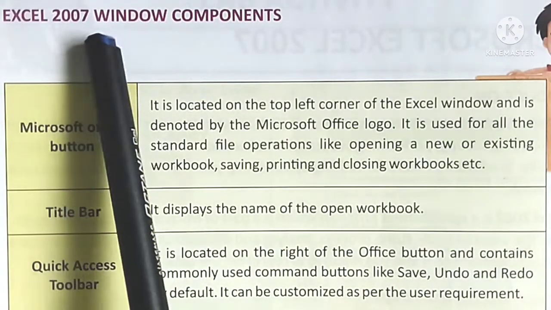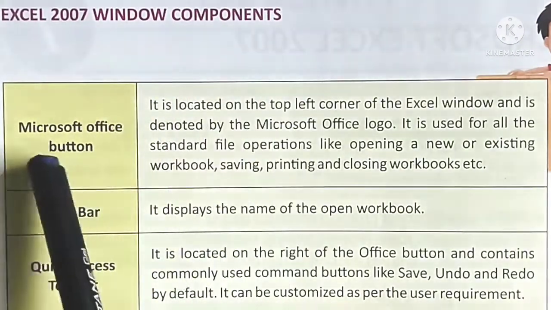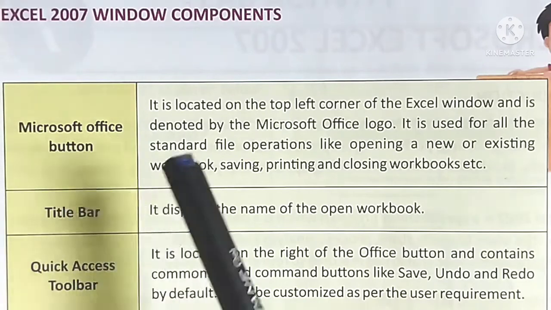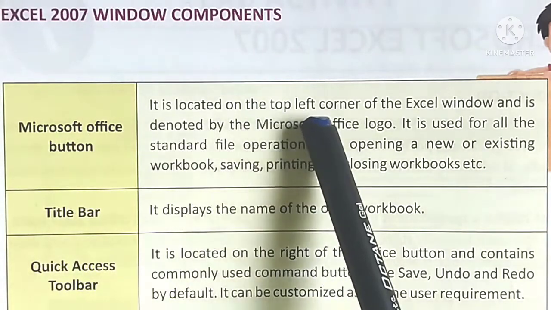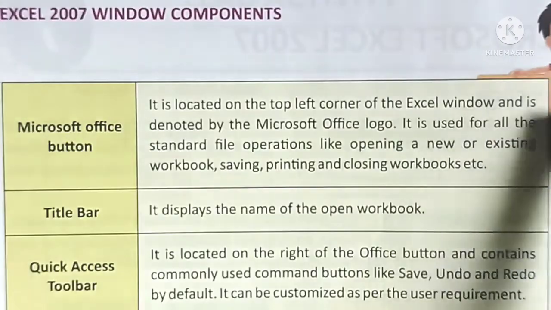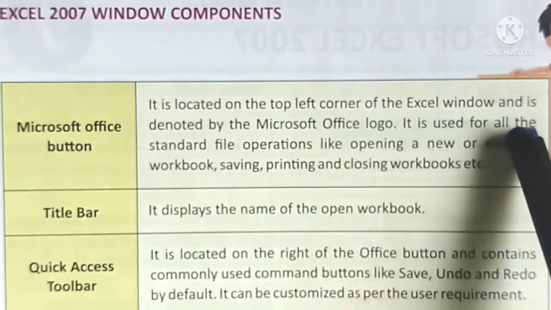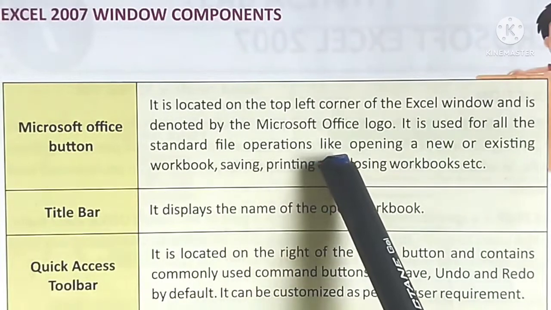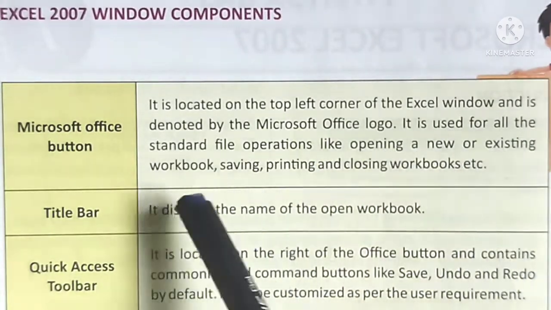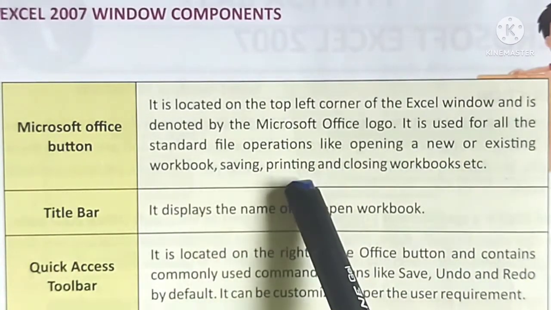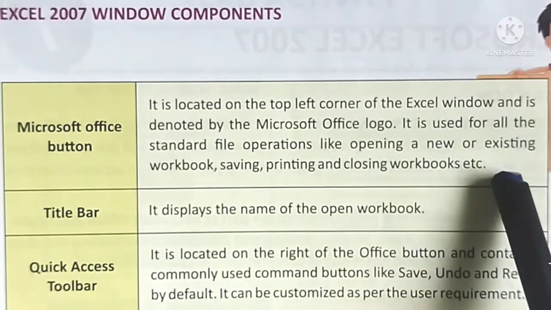Excel 2007 window components. Microsoft Office button. It is located on the top left corner of the Excel window and is denoted by the Microsoft Office logo. It is used for all the standard file operations like opening a new or existing workbook, saving, printing and closing workbooks, etc.